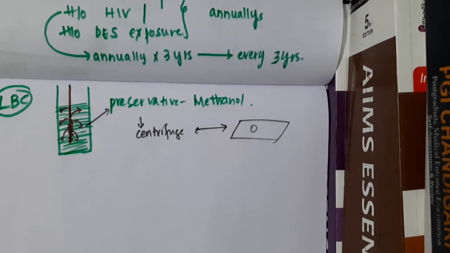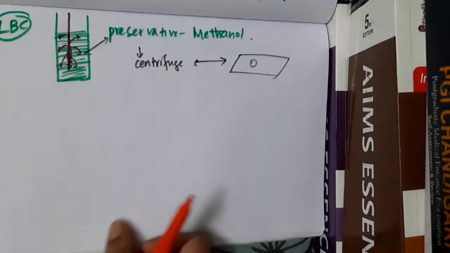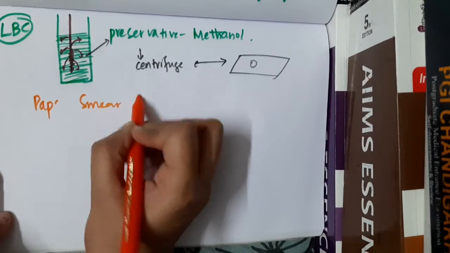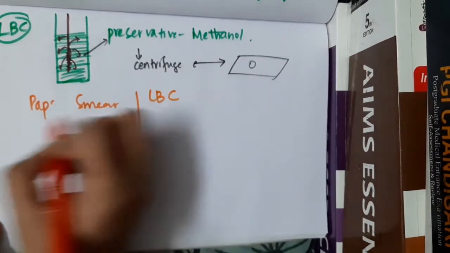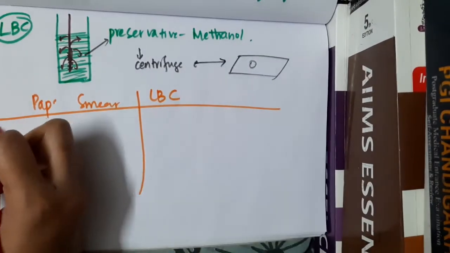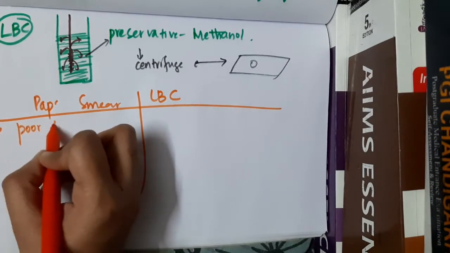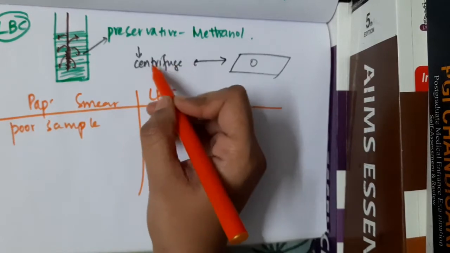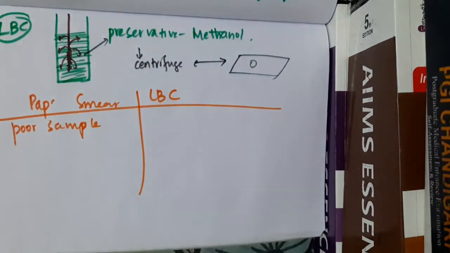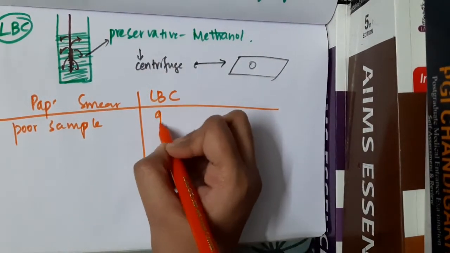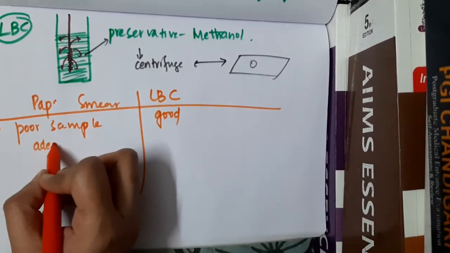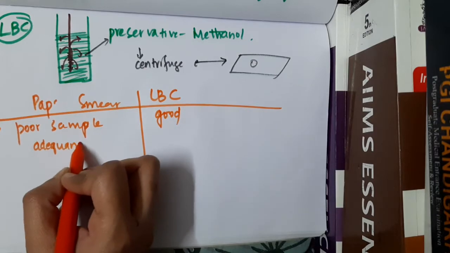So which is better? Is pap smear better or liquid based cytology better? If you see differences between pap smear and liquid based cytology, pap smear is a poor sample, whereas in liquid based cytology you are centrifuging it. That means you are doing further processing, so it is a good sample. Pap smear adequacy is good, fine.